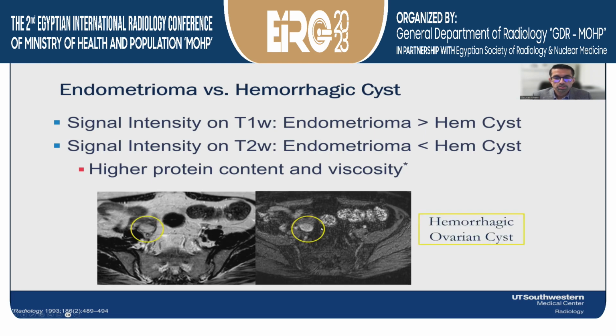So here is a patient with a hemorrhagic cyst. You can see it's bright on T1, but not as bright as some of the prior endometriomas I showed you. And it's slightly dark on T2, but almost as bright as fluid would be.